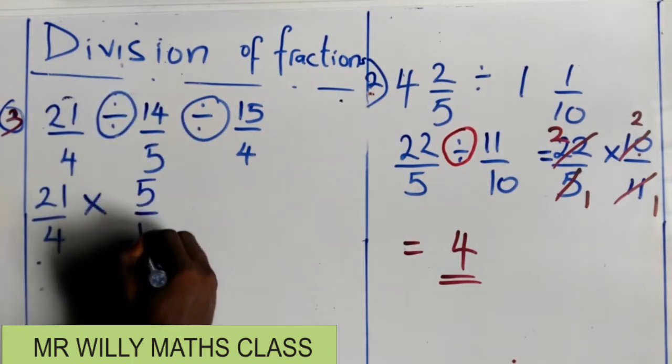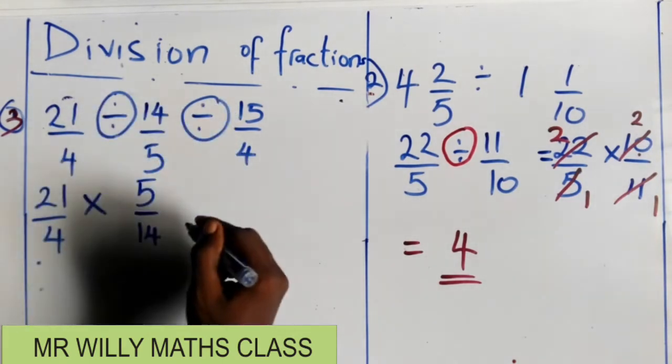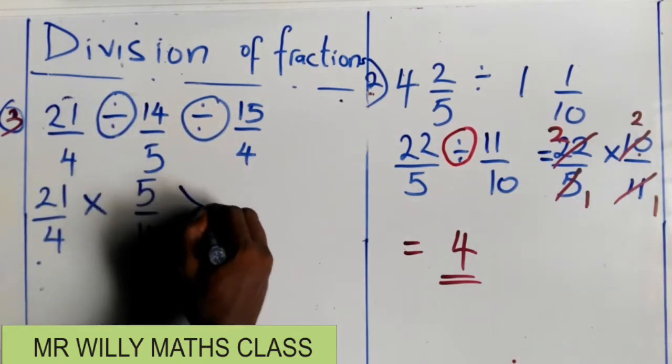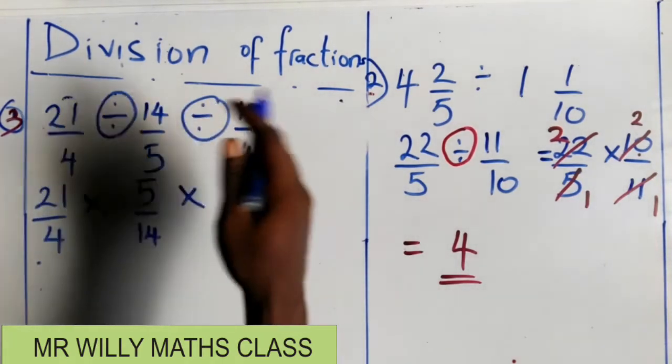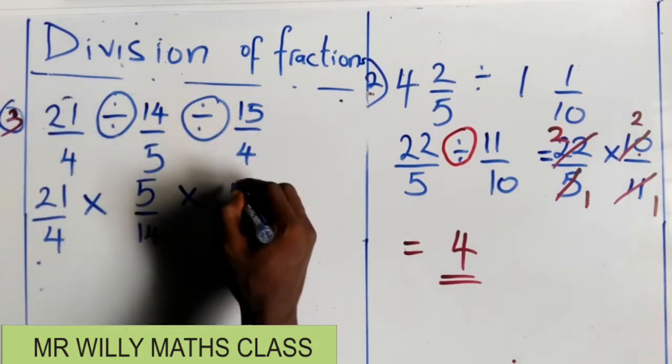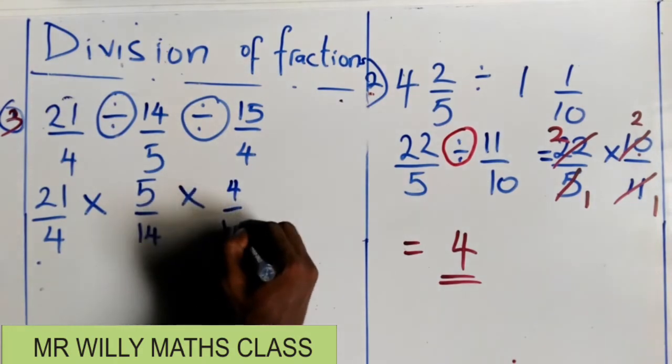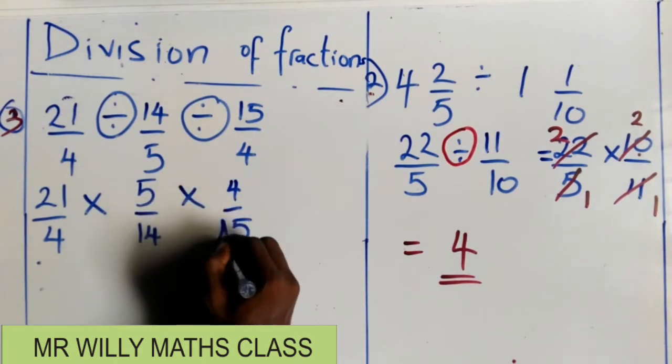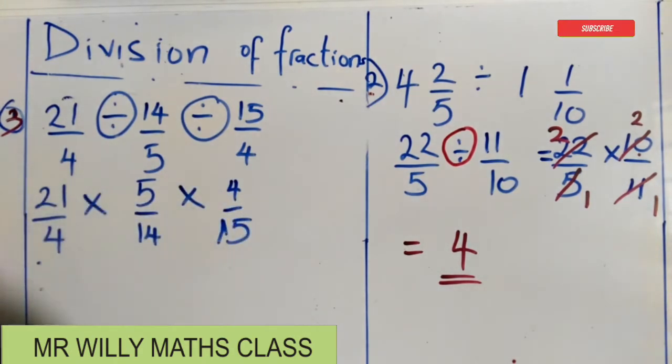Now that you have done that, this division sign you also turn it to what? Turn it to multiplication. After you have turned it to multiplication, the next fraction you have to turn it upside down. You have to write the reciprocal. That will be, instead of writing 15, you write 4 over 15. Now that you have done that, what's the next thing? Break it down. Use a common factor to divide both the numerator and the denominator.